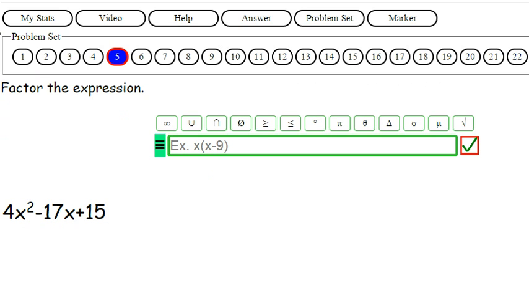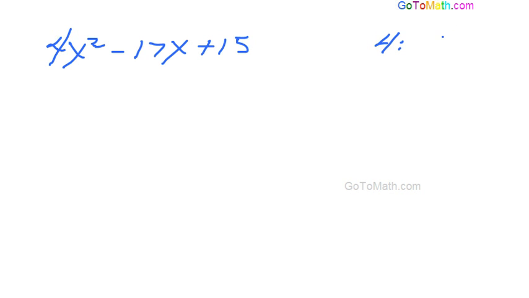So you should be trying to work this thing out as fast as you humanly can. Alright, I got it written down. We're going to write it down again. 4x squared minus 17x and plus 15. So like I said, these things can be puzzles. There's no doubt about it.